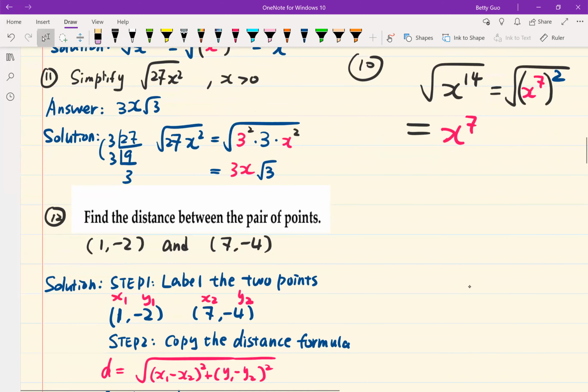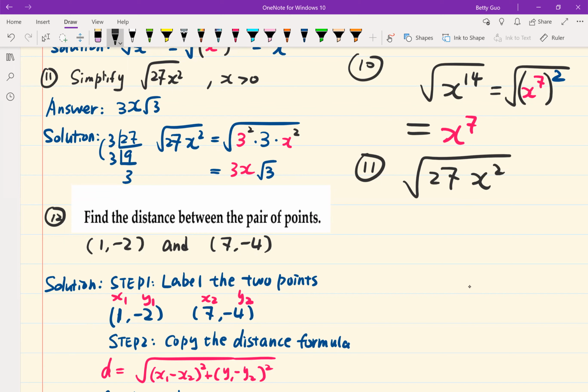Number 11, we need to simplify this square root. The radicand of the square root is 27 times x squared. X here is positive. The radicand is a monomial. This monomial has a numerical part, 27, and a variable part, x squared. We're going to deal with them separately. In order to simplify the square root, we deal with the coefficient and the variable part separately.